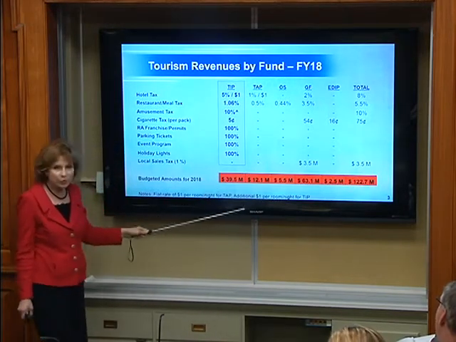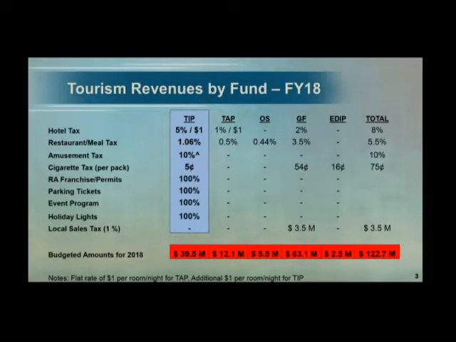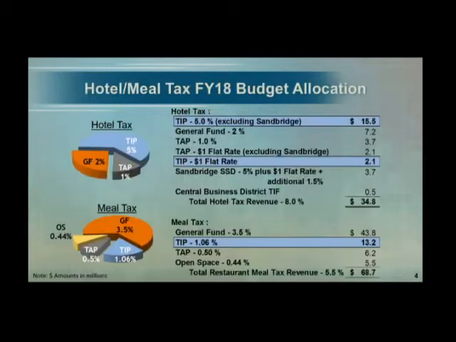This is the annual budget of each of those funds: 39.5 million for the TIP fund, 12.1 for TAP, 5.5 for open space from these sources, and general fund 63. This is just the tourism things that we've identified. The general fund is $1 billion certainly, and more, and EDIP $2.5 million. So I just wanted to put all those pieces in one spot.